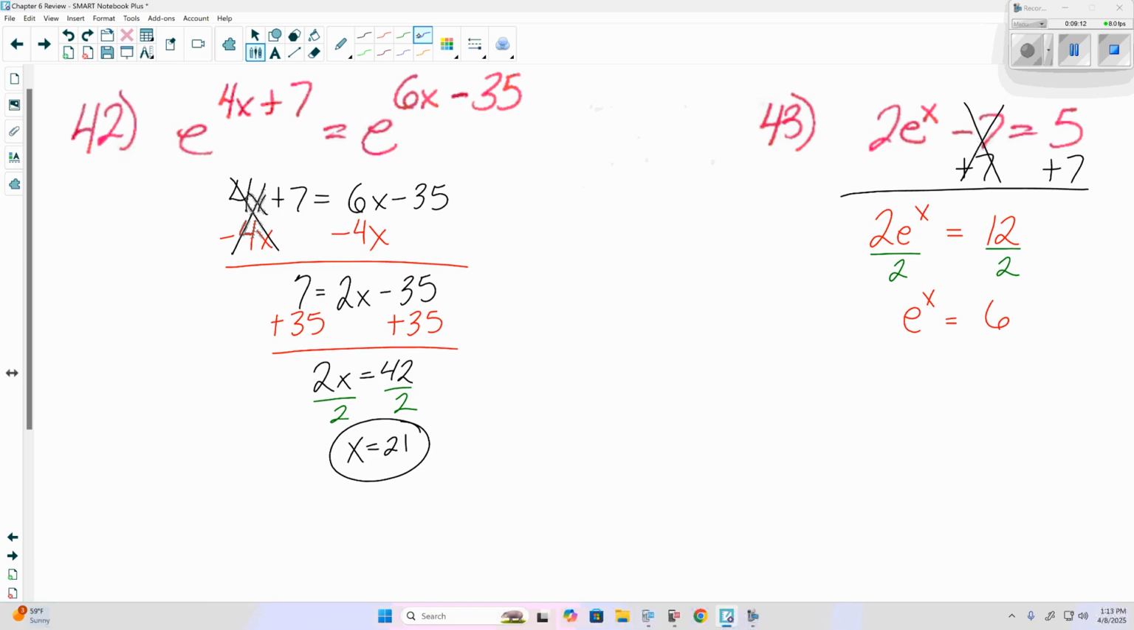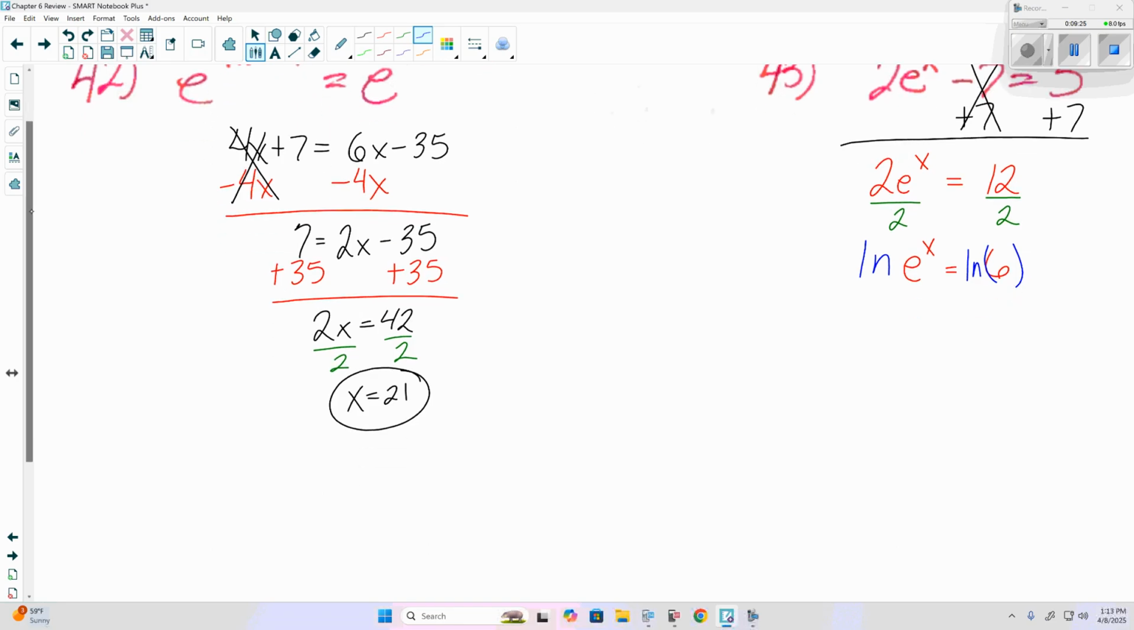Second step is to get the variable out of the power or log. If it's in a power, we're going to use logs, depending on the base. Since the base is e, we use natural logs. If the base is a number, we're going to use logs. And the reason we use logs is our power property. The power property of log says that we can take that exponent and put it in the front, giving us x times the natural log of e equals the natural log of 6.